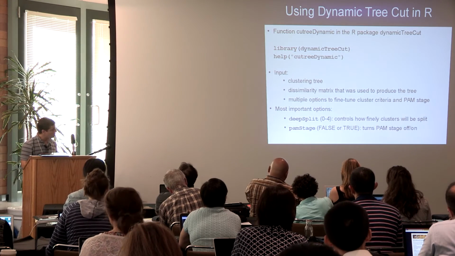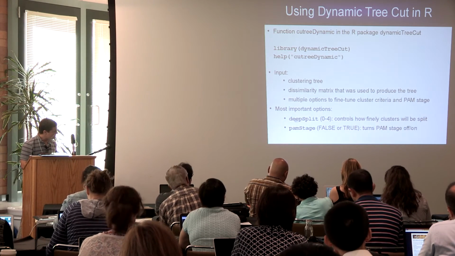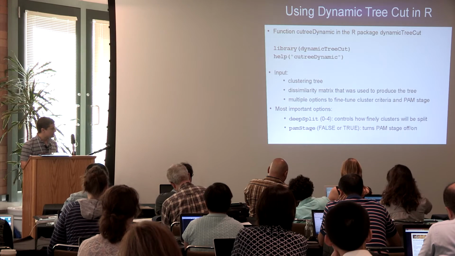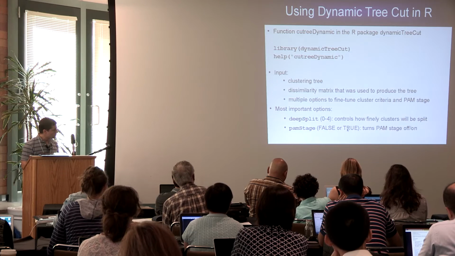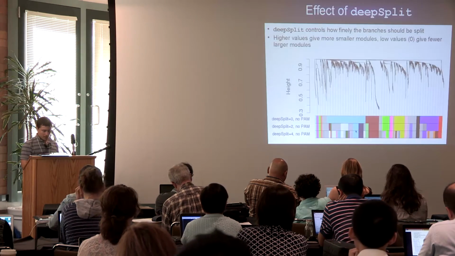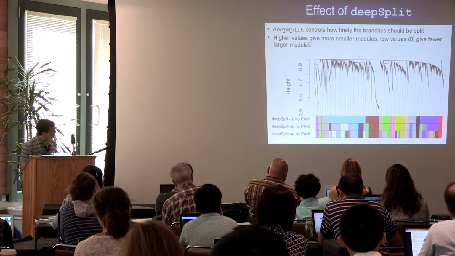The first one is called deepSplit, and I didn't come up with the name, so please don't ask me why it's called deepSplit. It's a number between 0 and 4, and in the current version, you can also supply fractional numbers if you want to fine-tune it. It controls how finely the clusters will be split. And the second argument is pamStage. This is just a logical, FALSE or TRUE, and it turns the PAM stage on or off. So I'll show you what the effect of deepSplit is.